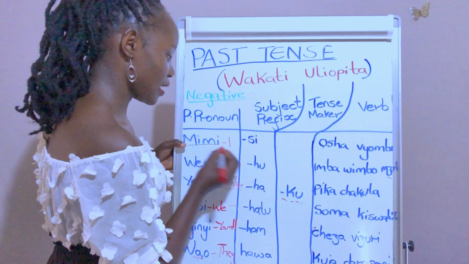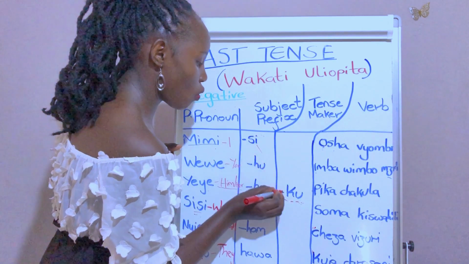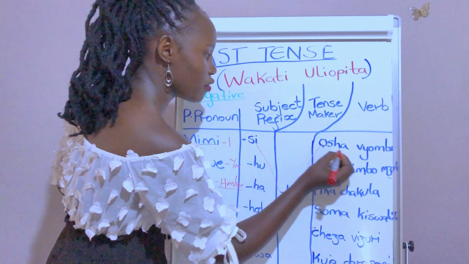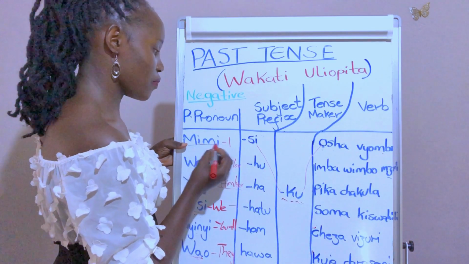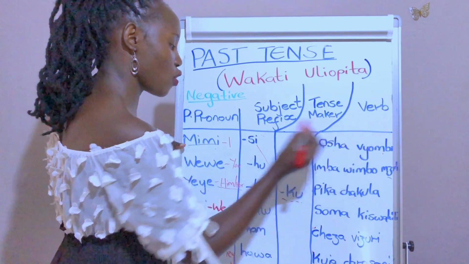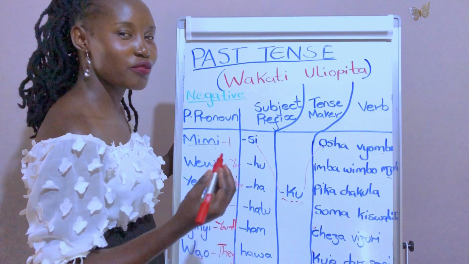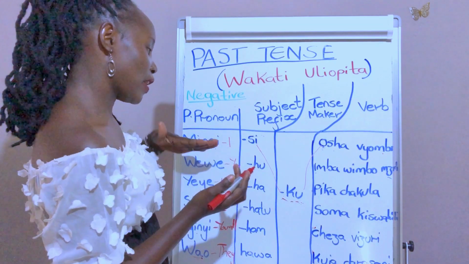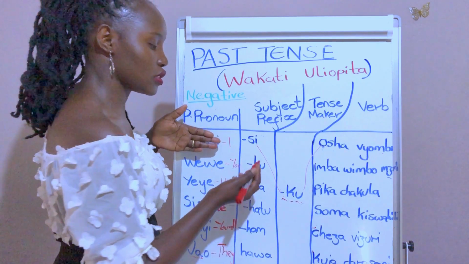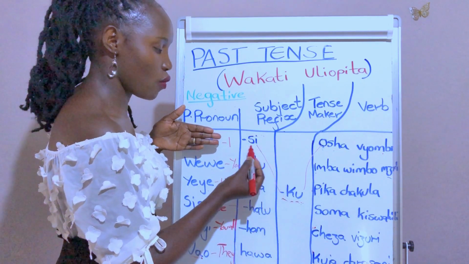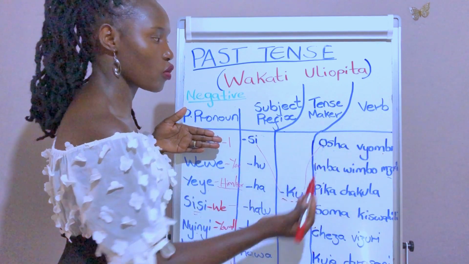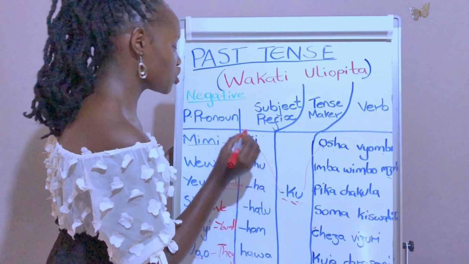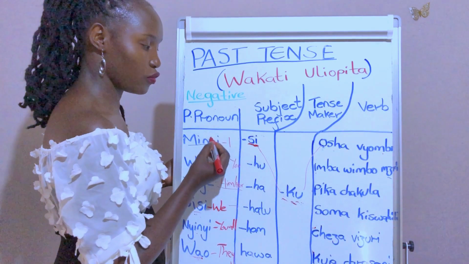So mimi siku osha vyombo. I didn't wash the dishes. You can leave the personal pronoun out and you say siku osha vyombo. It is a complete sentence still. So siku is the one changing the sentence into a negative form.